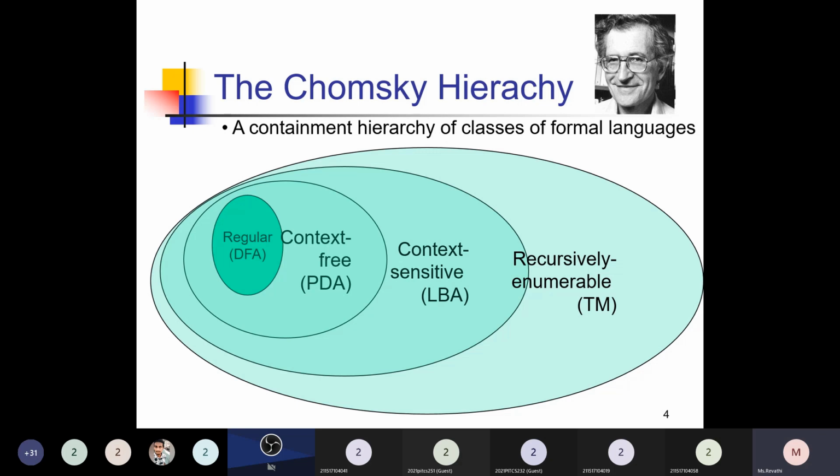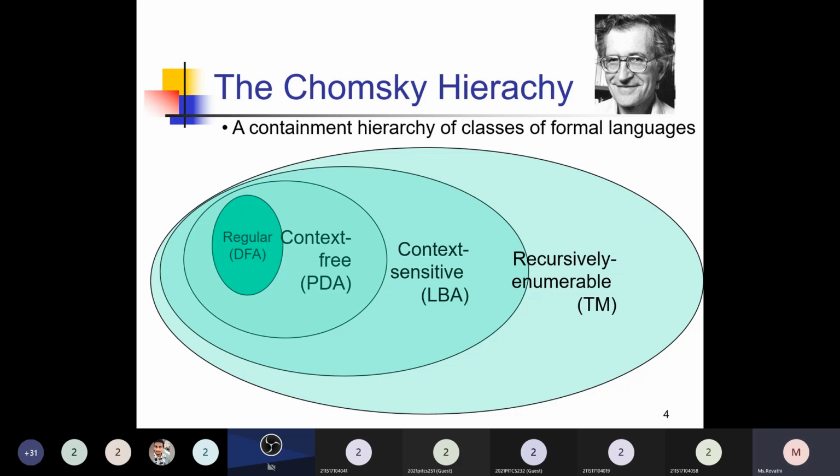And then coming to the second hierarchy, it is nothing but the context free languages or context free grammar, which is the mathematical representation, and its equivalent graphical representation is pushdown automata, PDA. PDA means pushdown automata. And then the third Chomsky hierarchy is context sensitive languages, and its equivalent graphical representation is linear bounded automata. LBA means linear bounded automata.